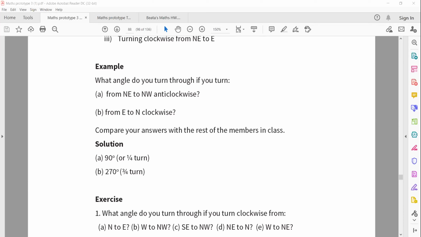They want you to give the angle you turn through from northeast to northwest and clockwise. They have given us the solutions, but you need to check and see whether that is what you get. There is what we call a 3/4 turn. A 3/4 turn means that you've moved 3/4.